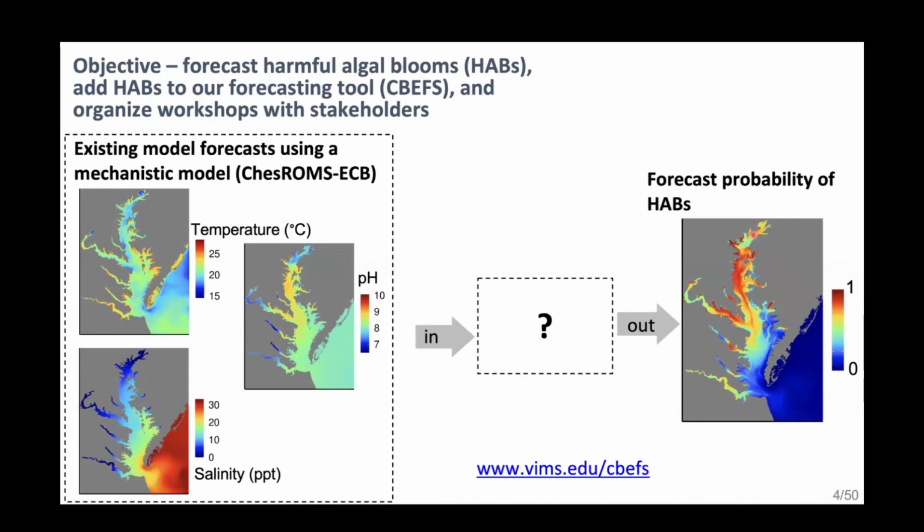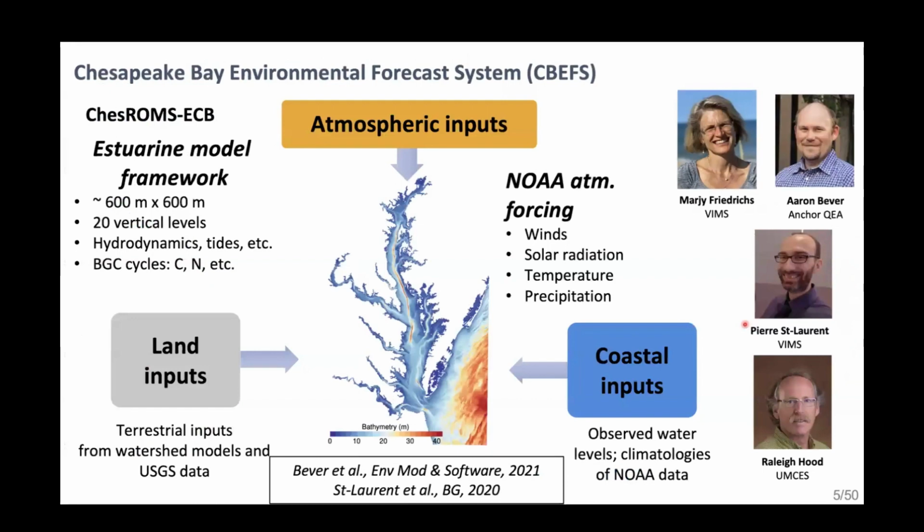All right. So in the end, we want a map as shown on the right, where you have a probability of HAPs throughout the Chesapeake Bay. Let's start talking about the tool that we have. It's called Chesapeake Bay Environmental Forecast System, or CBEFS in short, and it is like a weather forecast.